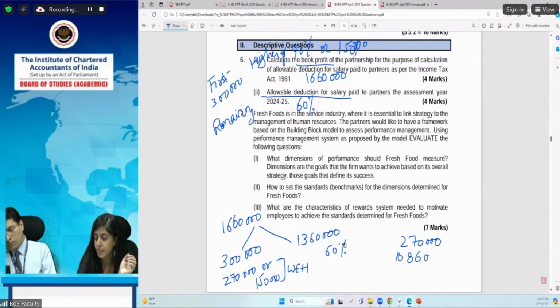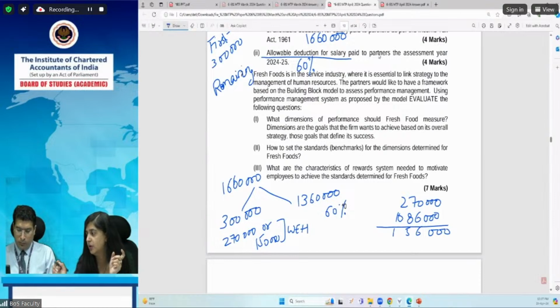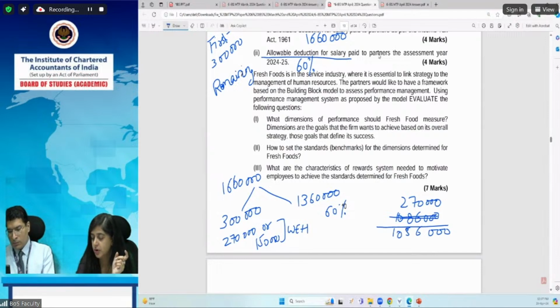It's 10,86,000. So the total salary which is allowed under section 40B to all the working partners is 13 lakh. Okay, Shailesh is telling it's total. Because I am not calculating, Shailesh, for the calculation I am believing whatever you are doing, that calculation is right. I am talking about the provision.